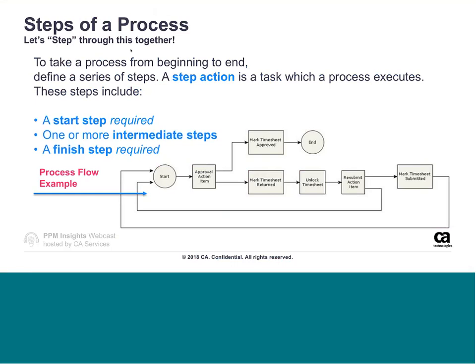So to take a process from beginning to end, we have to define a series of steps. And like I was saying, the step action is made up of the start step, all of the steps in between, and the finish step. We have a process flow example here to show you the different steps that are happening in between. This is actually a timesheet process and the flow of how that timesheet process goes. But our process, we're going to make it a little simpler.